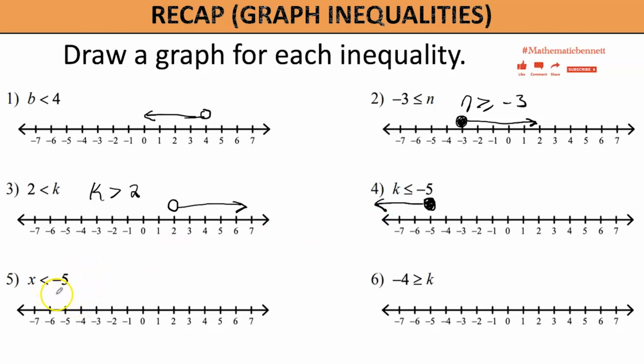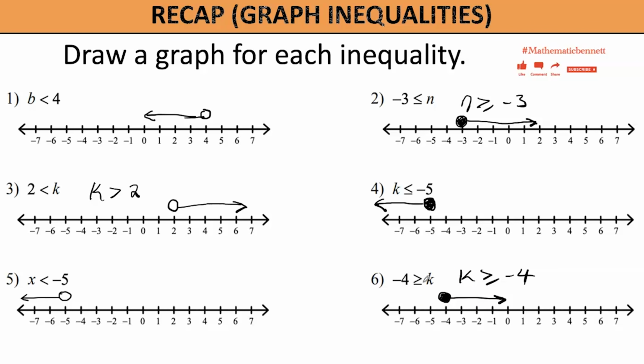This one says x is less than -5, so I put my circle at -5 and I draw my arrow going to the left because it's less than -5. And lastly, we have -4 is greater than or equal to k. We can rewrite this one as k is greater than or equal to -4. From there, we can put a circle over -4, and we see that it can be equal to -4 as well, so we shade that circle. Next, we can draw an arrow going to the right because it's -4 or any number that is greater than it.